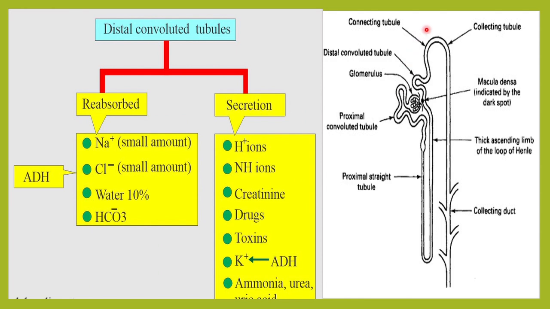Similarly, the distal convoluted tubule. So here the distal convoluted tubule also reabsorbs a few things like sodium, chloride, water and bicarbonates, whereas it secretes H plus ion, creatinine, drugs, toxins, etc.